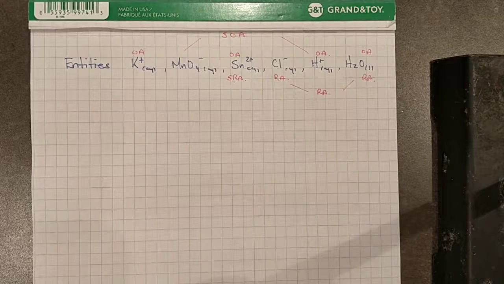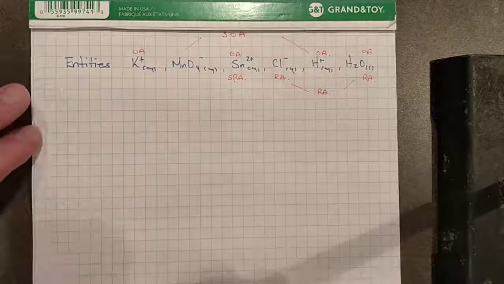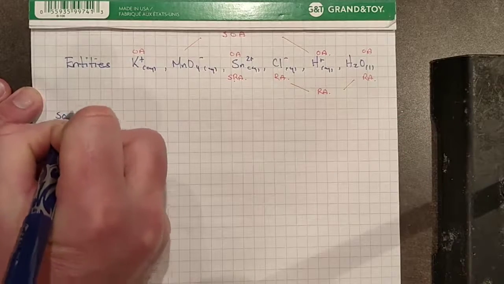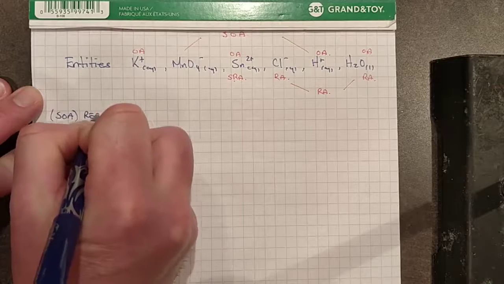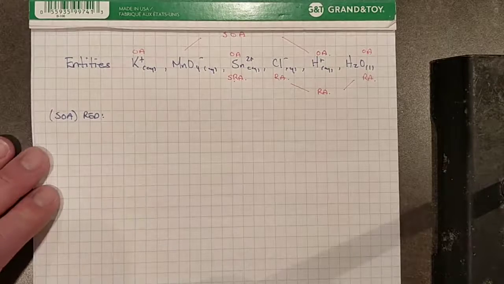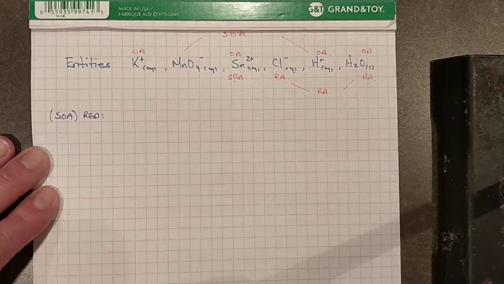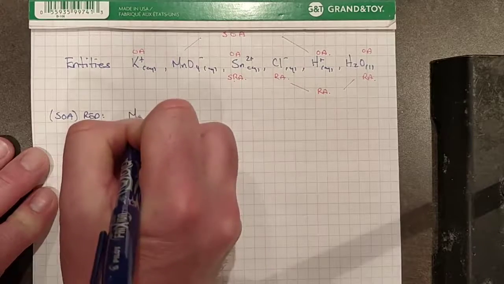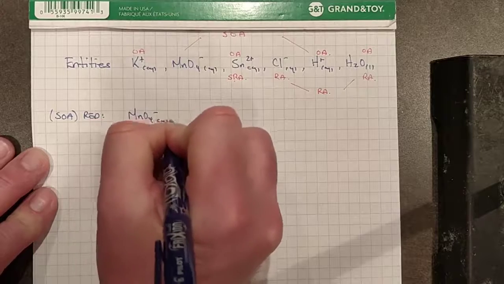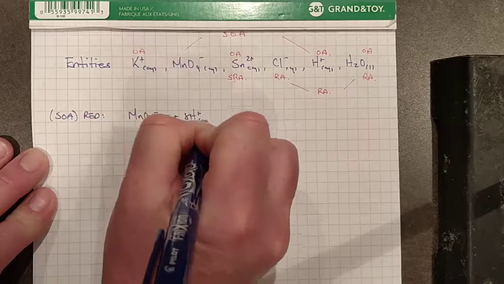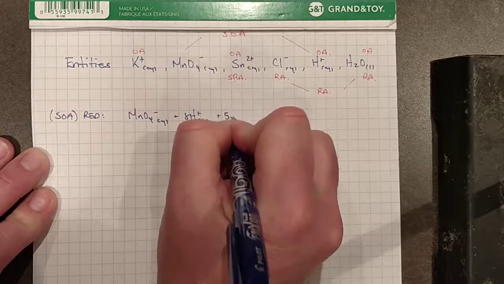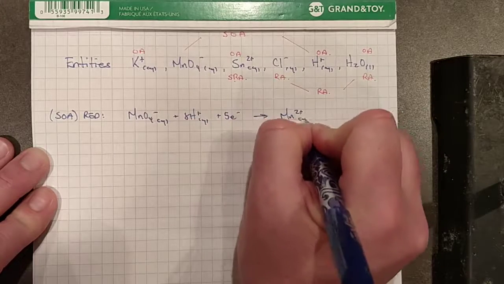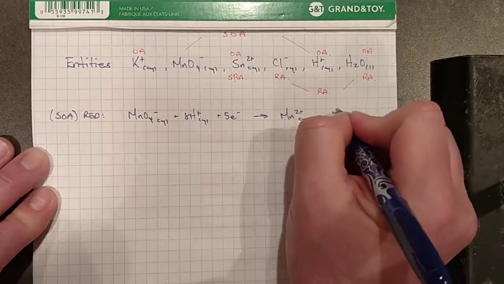So now we need to come up with our 2 half reactions. So remember that your SOA undergoes reduction, and as your SOA undergoes reduction, we're going to copy this rather complex looking one from the reduction half reaction table. But you have MnO4 minus reacting with 8 hydrogen ions and gaining 5 electrons to form manganese 2 plus and 4 waters.